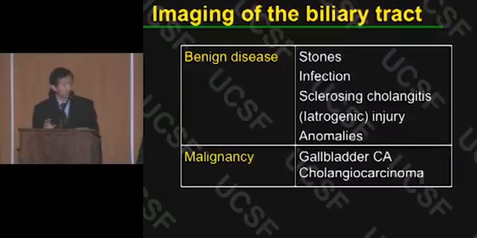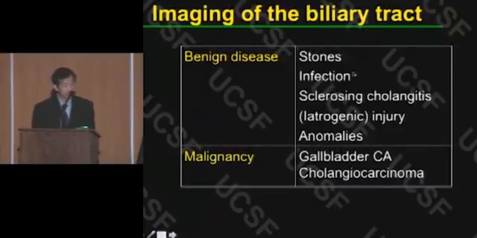The bile duct has many diseases that occur, and no matter what, you'll have to look at the bile ducts every time we look at a scan. The most common disease is, of course, stone disease, but also we can have infection, cholangitis, or specific types of cholangitis like sclerosing cholangitis, small duct disease.